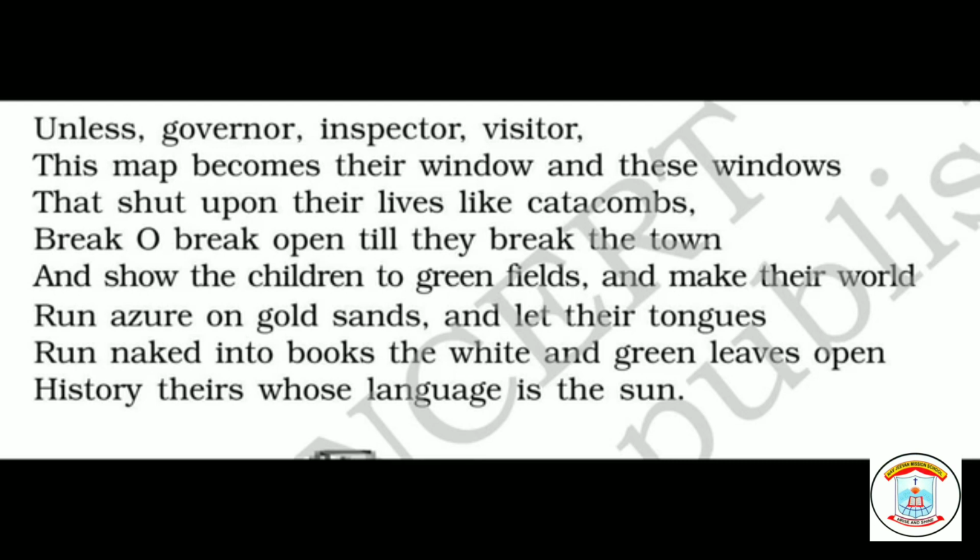He says when they get opportunities to learn like the other children, surely these children will come out of their miserable life. And for that, he requests them to take these children outside the slum and show the children green fields and make their world run azure on gold sands, and let their tongues run naked into books. Here the poet uses beautiful and wonderful images of the world outside, like green fields, gold sands, and running naked into books, the white and the green leaves. So when they are taken out of the slums, when they get good quality education, when they see this beautiful world outside, they will learn a lot. They will surely lead a civilized, better life like other children, not like the slum children.